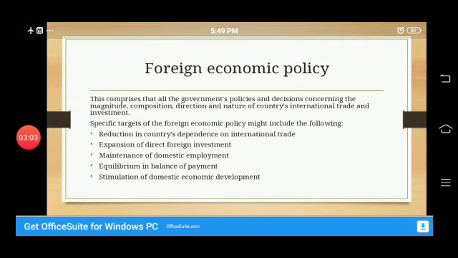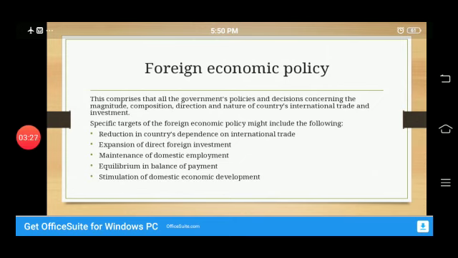Now, moving forward, we should know what the foreign economic policy is. This comprises all the government policies and decisions concerning the magnitude, composition, direction and nature of the country's international trade and investment. Specific targets of the foreign economic policy might include the following. Number one is the reduction of the country's dependence on international trade.